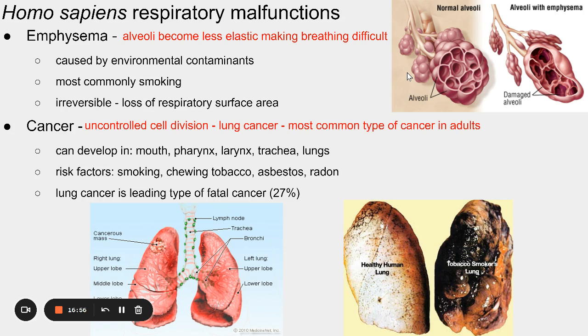Any type of cancer is our own cells that are growing out of control for some reason. They're reproducing, forming tumors. Lung cancer is the most common type of cancer in adults. It can also develop in the mouth. People that use chewing tobacco especially can have higher incidence of mouth cancer and throat cancer. Smoking is the number one risk factor for lung cancer. You can see the differences in the lungs when you look at these two.